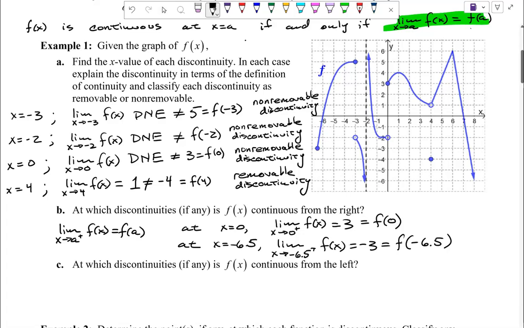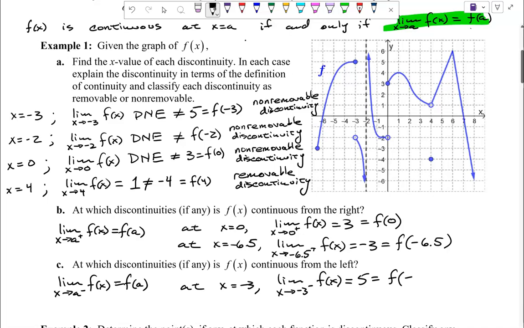Let's do this again, but this time we're looking for a discontinuity where we have continuity from the left. Well, that means we have to show that the limit as x approaches a from the left of f of x is equal to f of a. And the only place where we see this here is at x equals negative 3. Notice that the limit as x approaches negative 3 from the left of f of x is equal to 5, which is the same as f of negative 3.